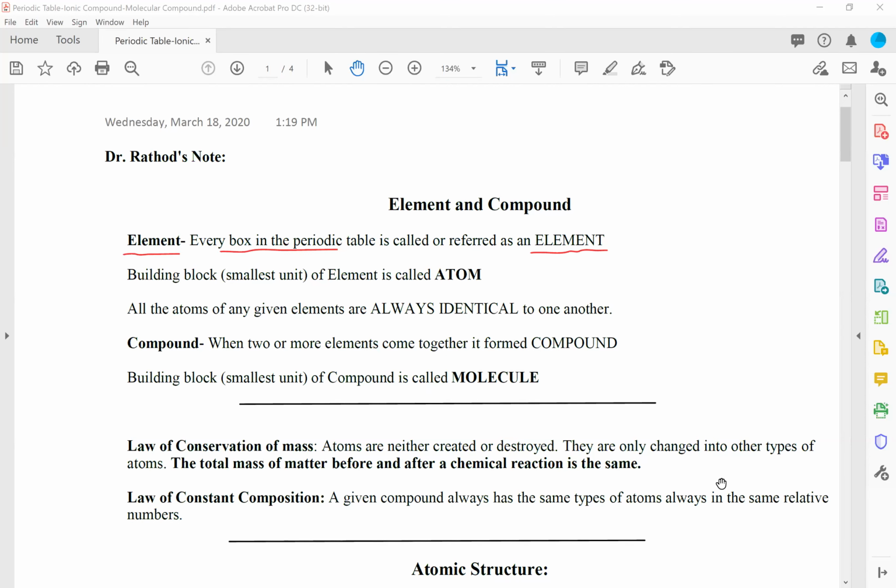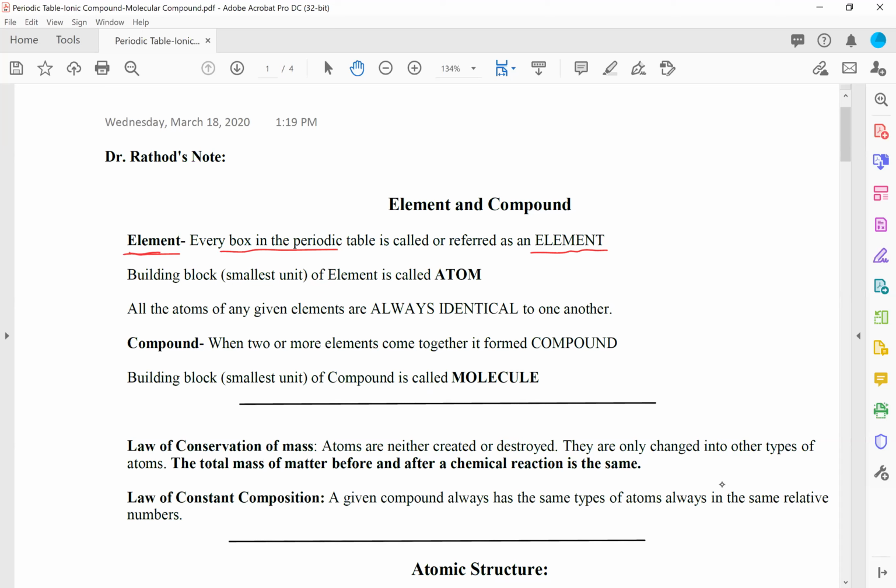I'm going to stop sharing this and I'm going to share my other screen once again, just to make sure that you guys can see it. Everybody can see the element and compound handout? Yeah? Awesome, great. So that's what we just talked about, right?